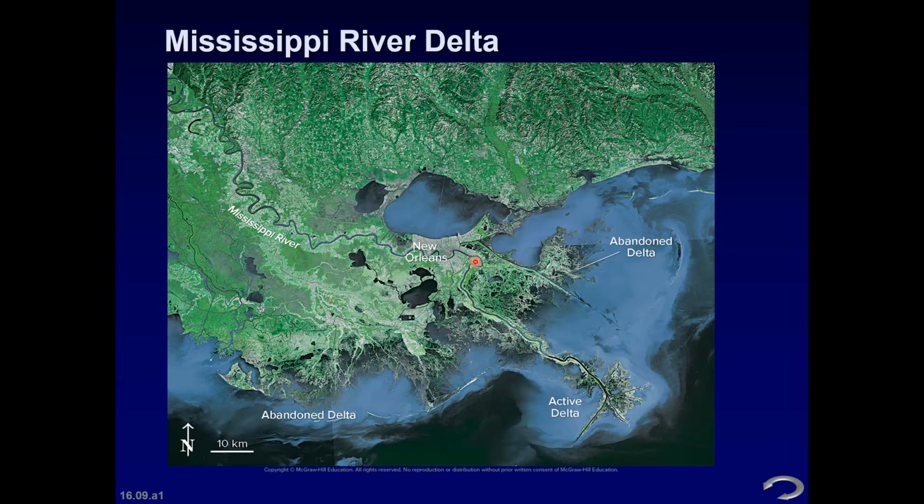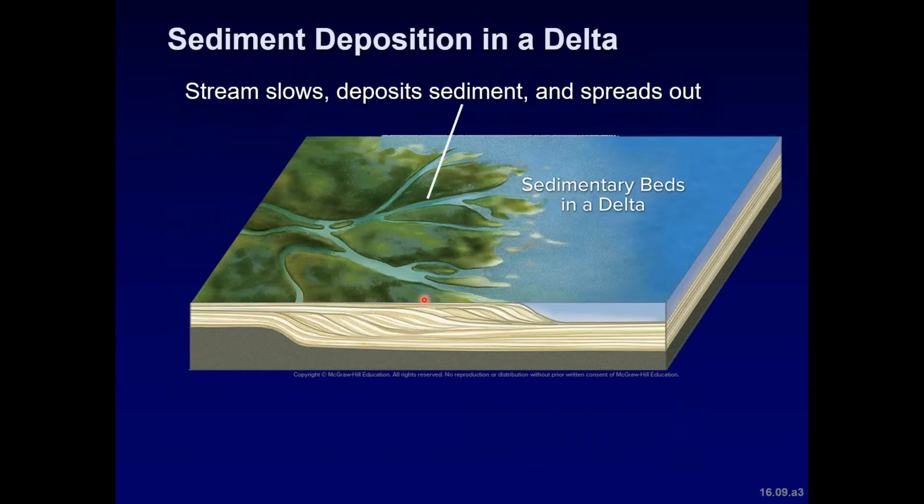So let's look at the Mississippi River Delta. Parts of New Orleans are below sea level. They are meant to be protected by constructed levees. If the levees are breached, then we have a whole lot of trouble in this area, and we have had that in the past, of course. Okay, I want to talk more about that, but we're going to go into sediment deposition in a delta.